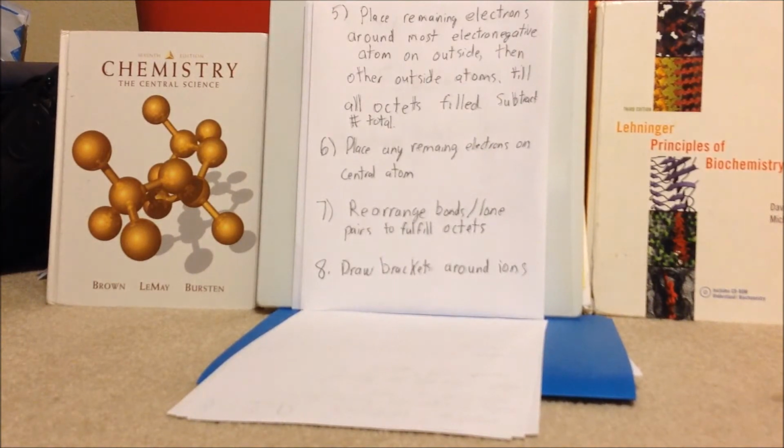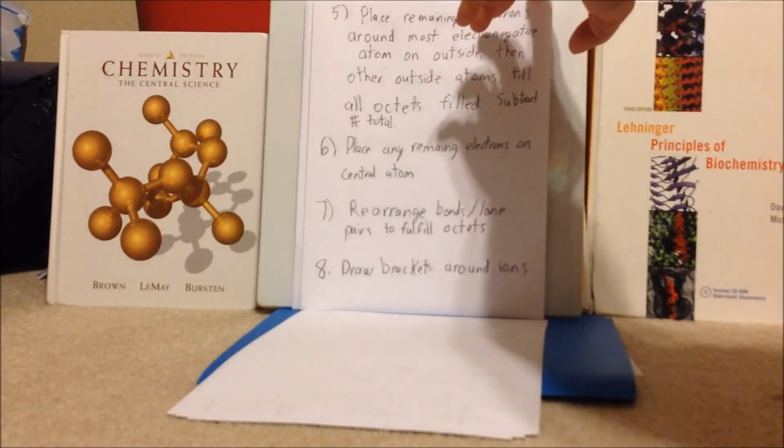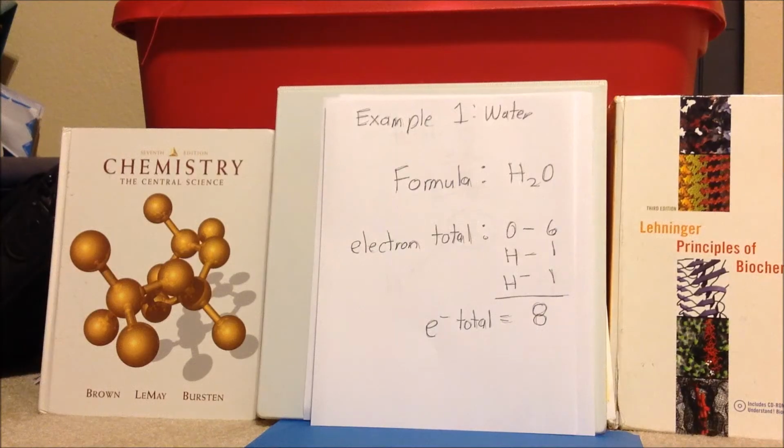Finally, if it is an ionic compound, so if it is something that has a charge and you added electrons or subtracted electrons from your total, draw brackets around the ion and put the charge outside the brackets. So let's go on and do basically the same 3 examples as we did in class using this method. The first example is going to be water. It has a formula of H2O.